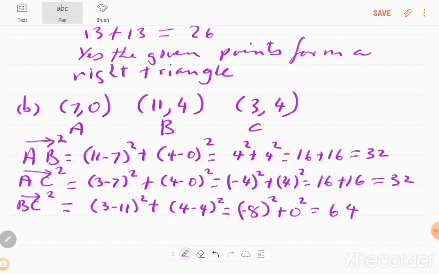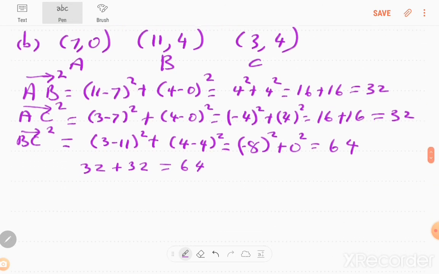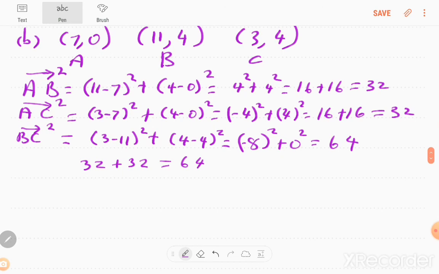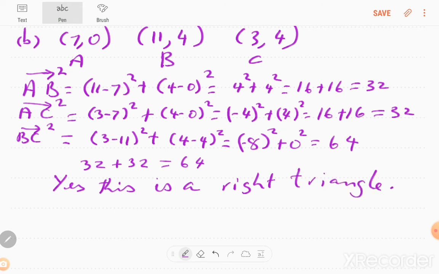Okay, so now again, the two shorter sides add up to equal the longest side. So the two shorter sides squared do add up to equal the longest side squared. So we can again say yes, this is a right triangle. Okay, so those 3 points do form a right triangle.